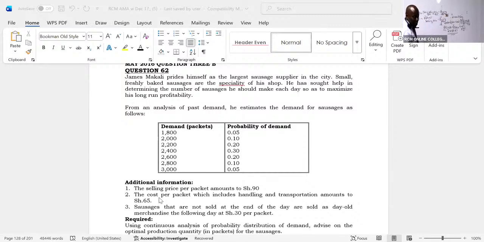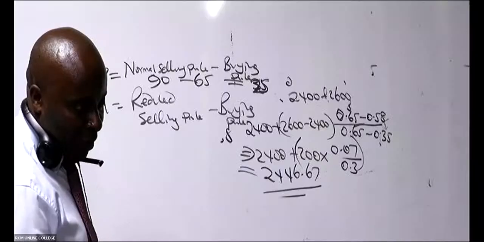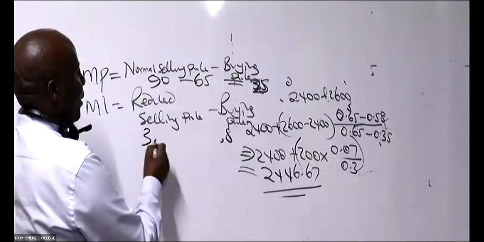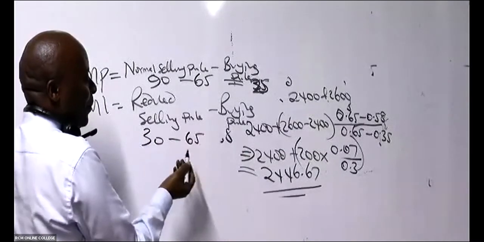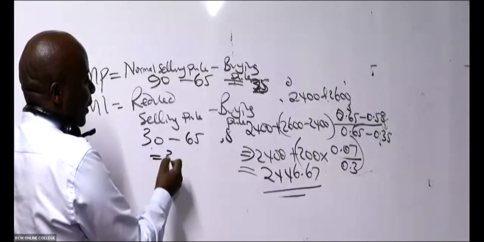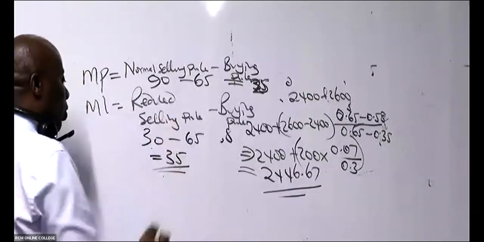And then if we don't sell these sausages on the normal day, the first day, sausages that are not sold at the end of the day are sold as day old, at 30. Buying price is normally the same. So 30 minus 65, that's how we got a marginal loss of 35.